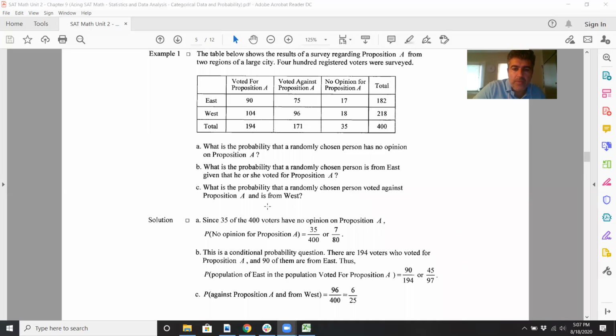Or here, what's the probability that a randomly chosen person voted against Proposition A and is from the West? So you gotta be from the West and you gotta vote against it. So it's 96 people out of 400. There you go. It's not that hard. You just gotta read very, very carefully.